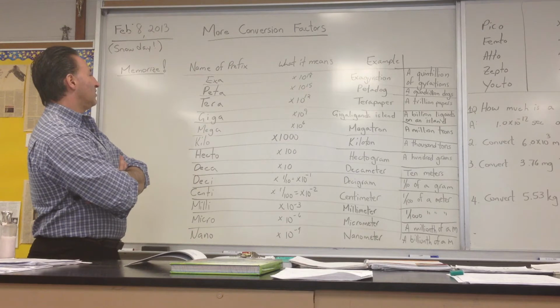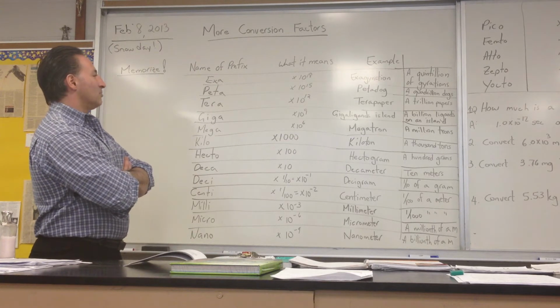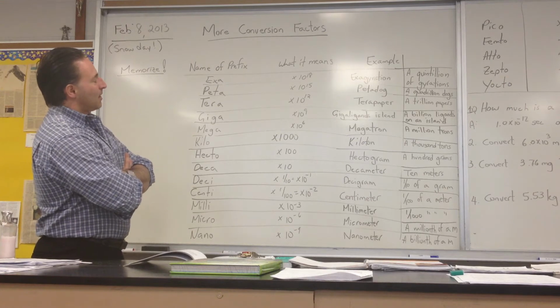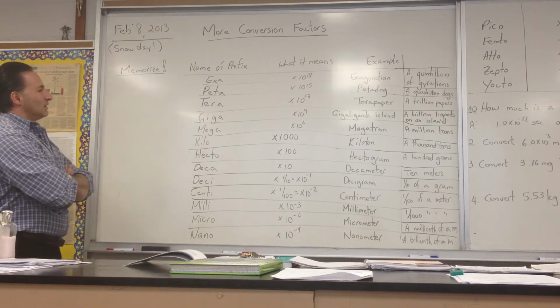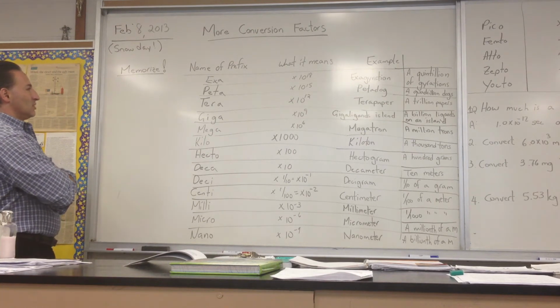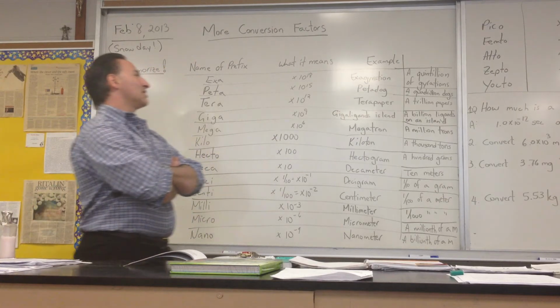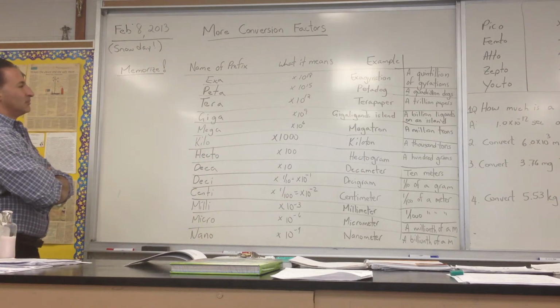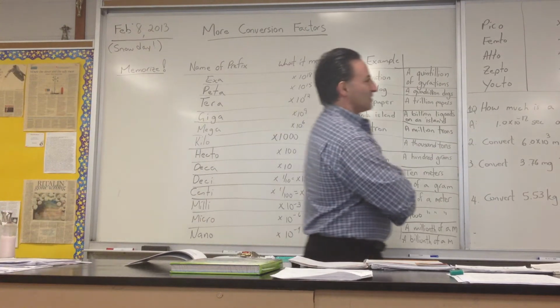If you have 10 to the 15, which is quadrillion, if you have a quadrillion dogs, you can call it a petadog. And the prefix for quintillion, which is 10 to the 18, is exa. So if you have a quintillion gyrations, you could call it an exaggeration.